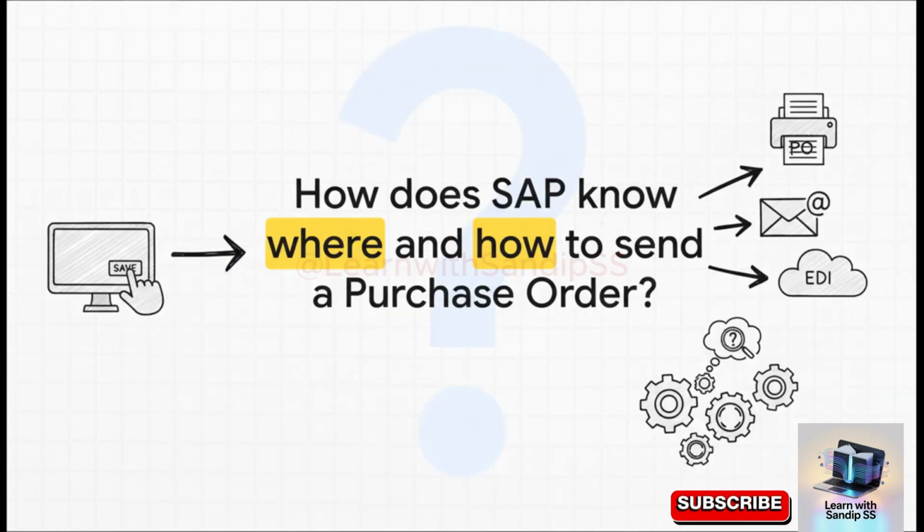So let's start with this. Picture it. You've just created a purchase order. You hit save, and then what? What's the magic that happens behind the scenes?